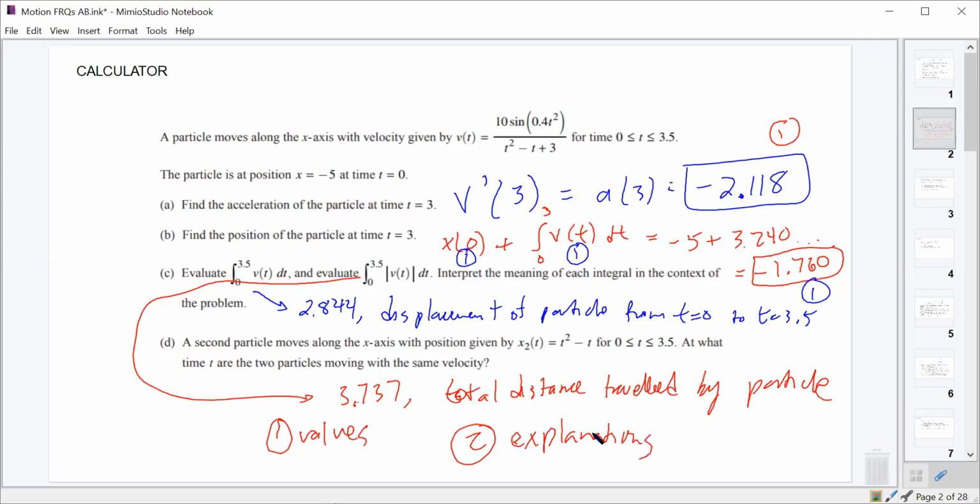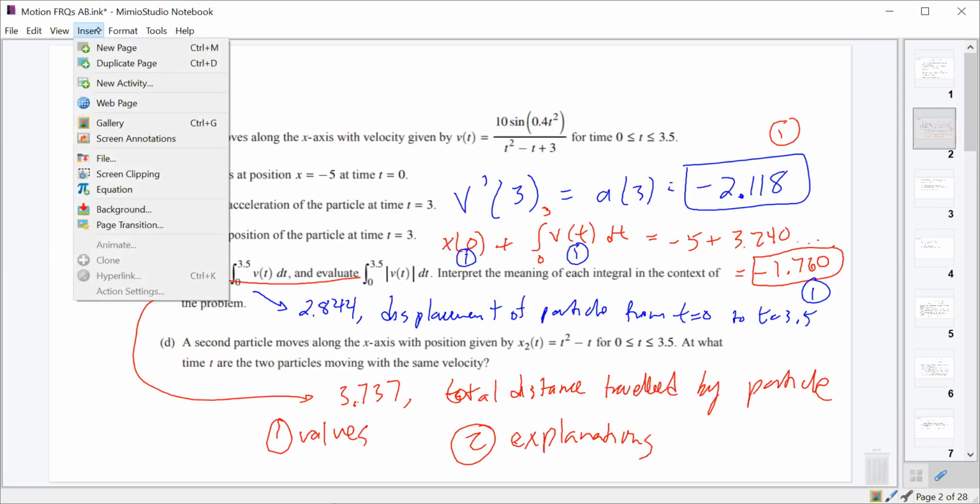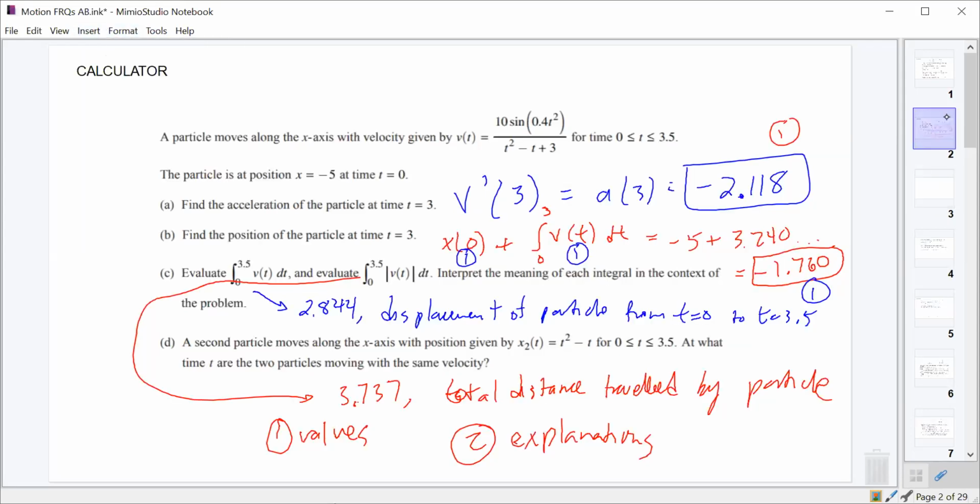Okay. Everybody's good there? Yeah. All right. Part D then says we got a second particle moving along the x-axis. It's got a position equation that we got, t squared minus t for 0 to 3.5. We want to know when are the two particles moving with the same velocity.